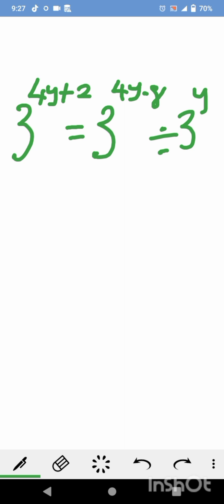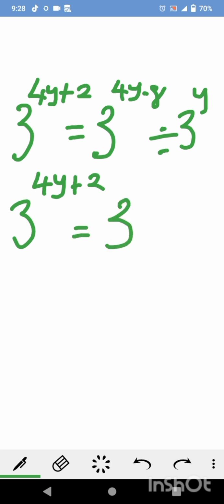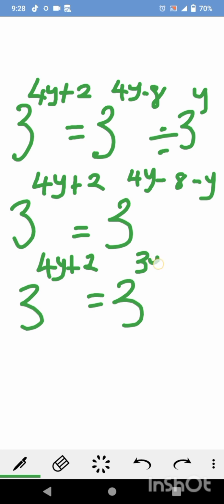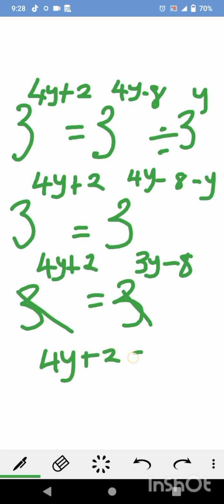So what we need to do is to apply the law of division by subtracting the powers. We have 4y minus 8 minus y. Then if we simplify the powers, you have 4y plus 2 equals 3 raised to power 4y minus y, which will give you 3y minus 8. Then the bases will leave. You have 4y plus 2 equals 3y minus 8.